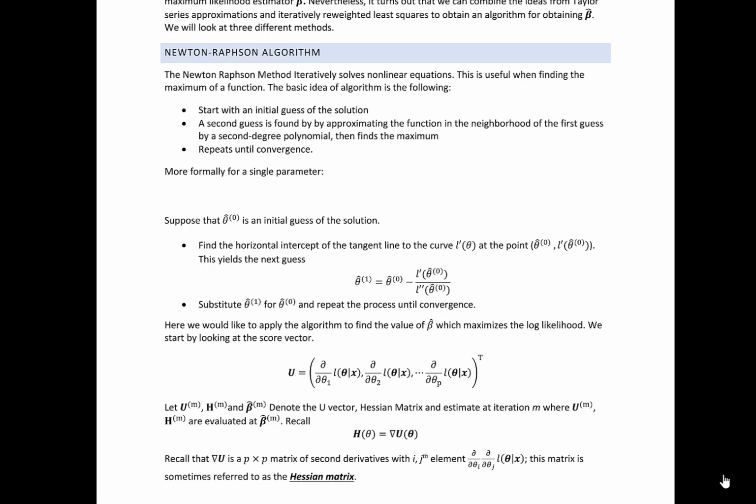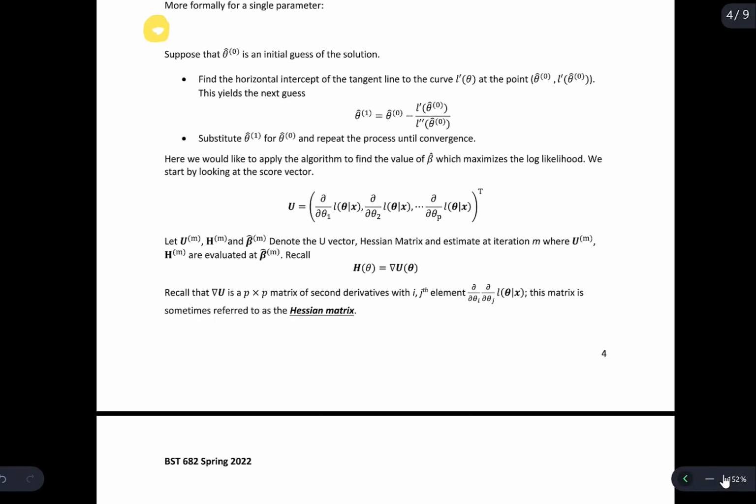More formally, for a single parameter, suppose that you've got your initial guess. What you do is find the horizontal intercept of the tangent line to the curve, where we look at the first derivative of the log likelihood, and that leads you to the next guess. You make a substitution and you repeat. Here we would like to apply this algorithm to find the value of beta hat which maximizes the log likelihood. We can do that by starting with the score vector.